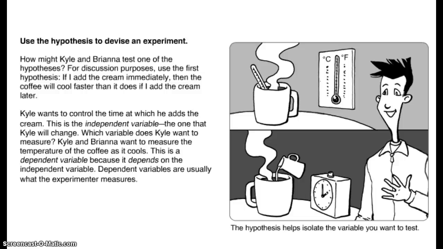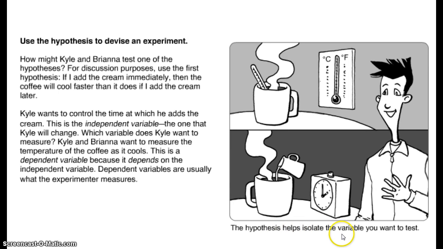Which variable does Kyle want to measure? Kyle and Brianna want to measure the temperature of the coffee as it cools. This is a dependent variable because the temperature depends on what time they add it. So the dependent variable depends on the independent variable. Dependent variables are usually what the experimenter measures.